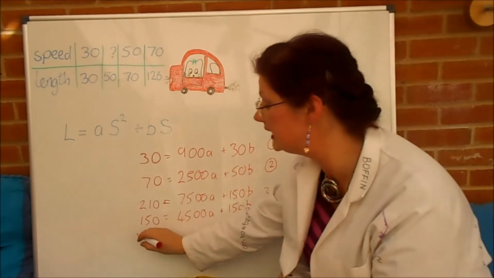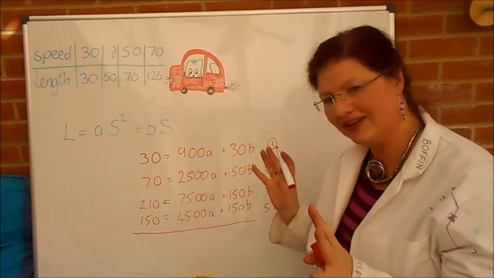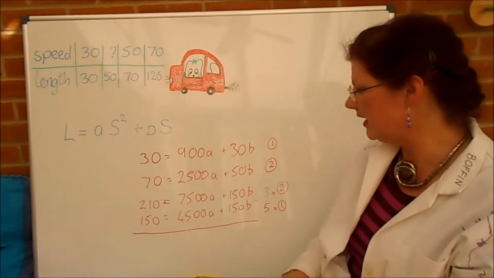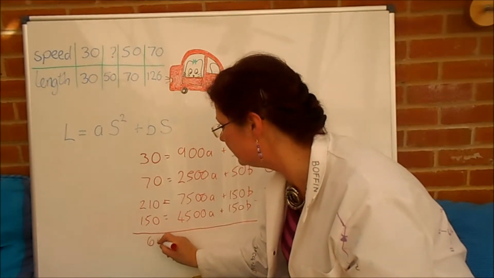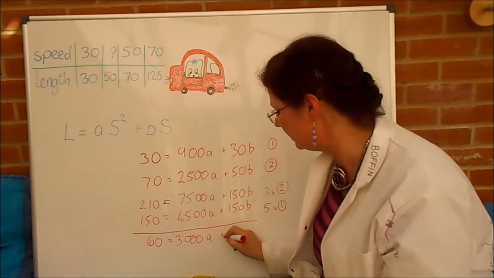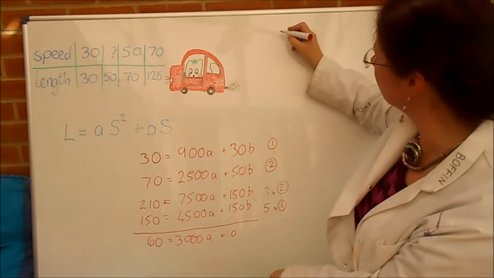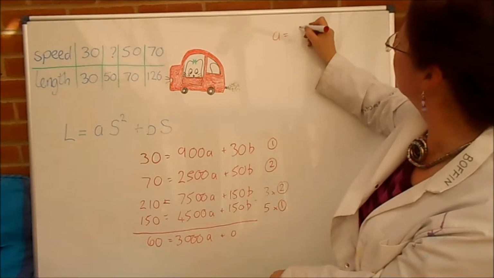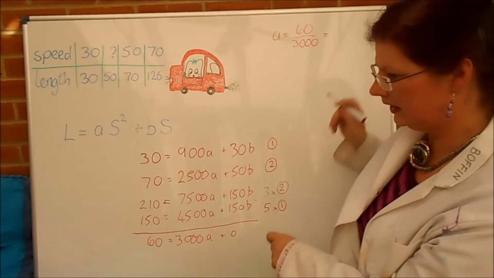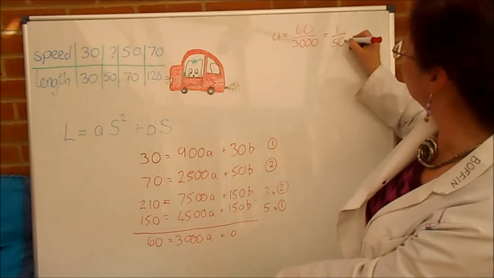Okay, hopefully this method is clear to you. If it's not, and you're wondering what she's doing here, check out some of the other Batty Boffin videos where I'll go through this rather more slowly. Here I'm going to subtract them to make this all disappear, so that gives me a 60 on the left hand side equals 3,000 A's plus no B's. So that gives us A equals 60 over 3,000, which goes down to 1 over 50.